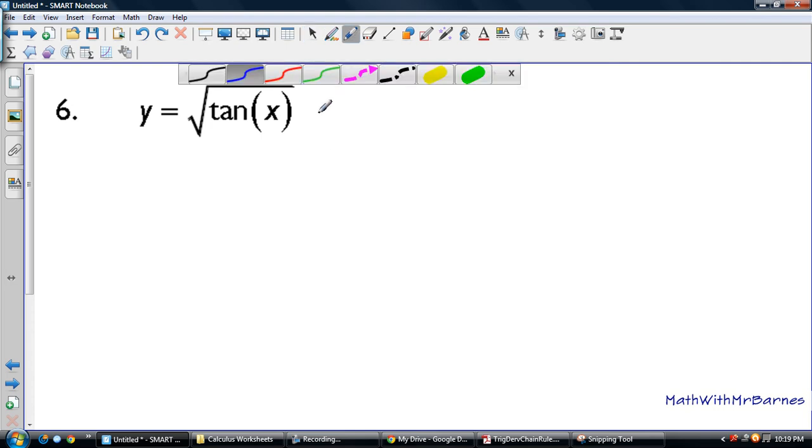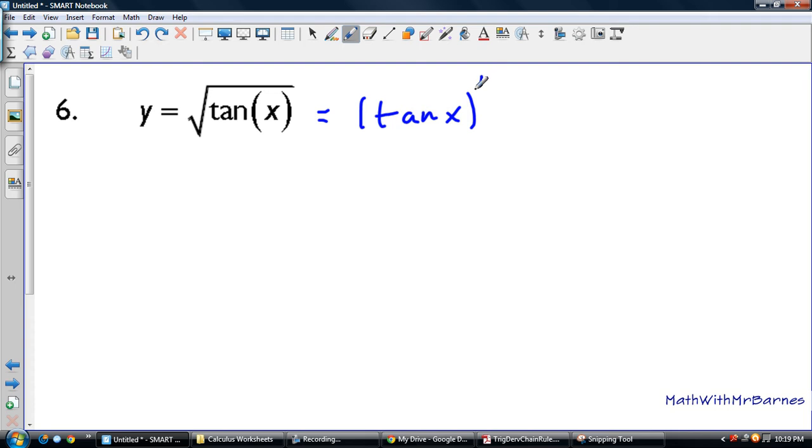Anytime I have a root, a lot of my students like to rewrite it as tan x all to the 1/2. It doesn't really matter what's inside the root. The outside function is a radical, or a square root. The inside function is my trigonometric function. So that's what makes it a little bit different than if something was inside the tan and we were taking the derivative of it. So my main part is actually a radical.